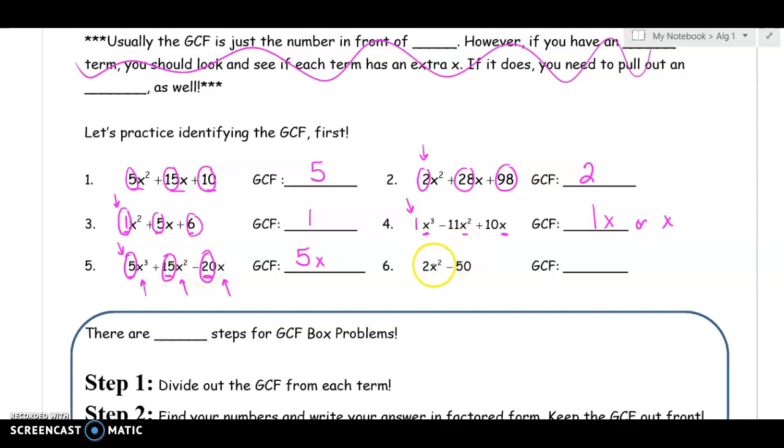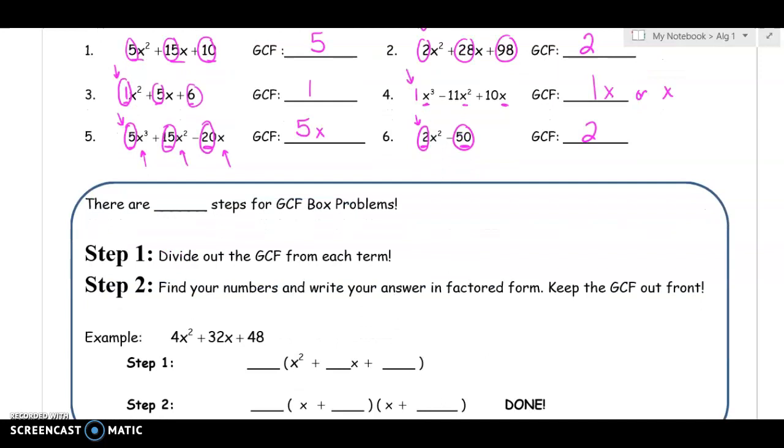This next one, let's find our GCF. We'll look at the numbers. We've got 2 and 50. Usually it's going to be this number. They can both be divided by 2. 50 can be divided by 2, and 2 can be divided by 2. They both do not have an x, so we don't have an x as part of our GCF.